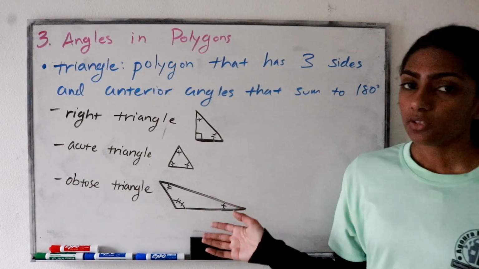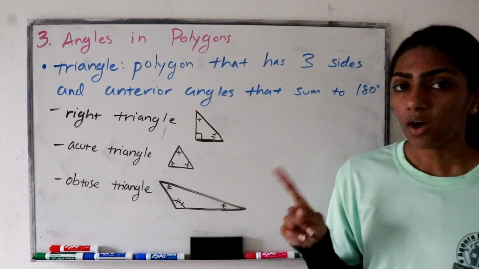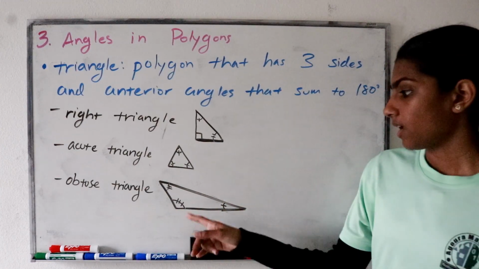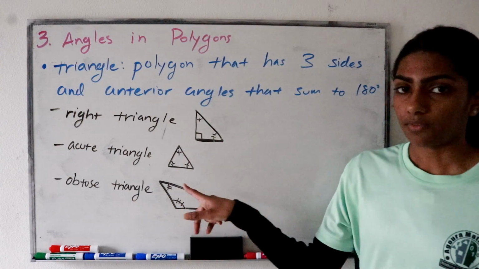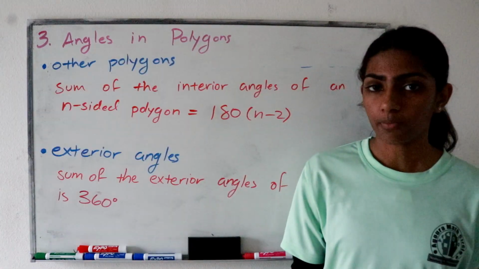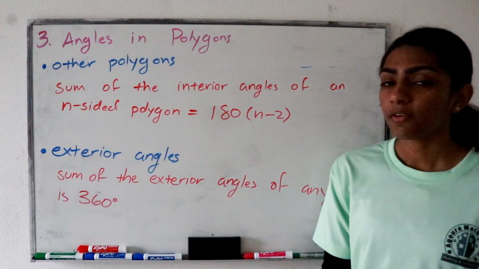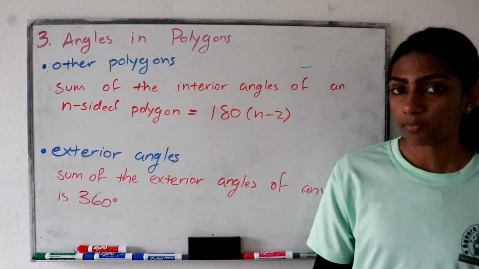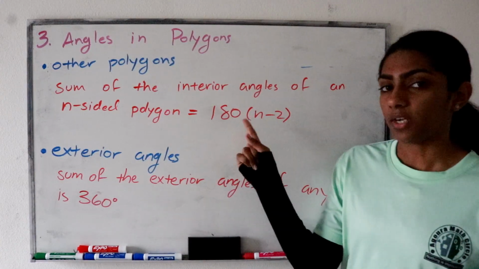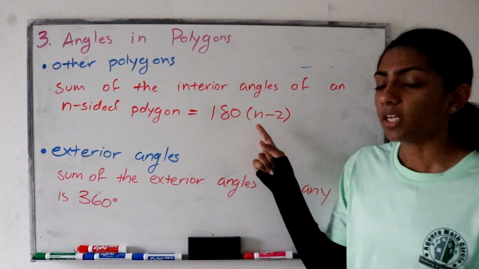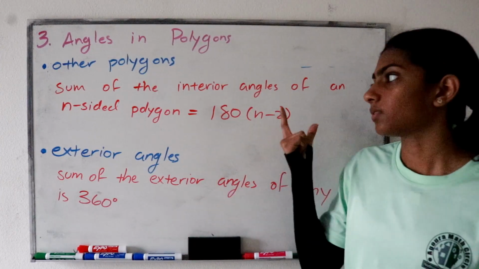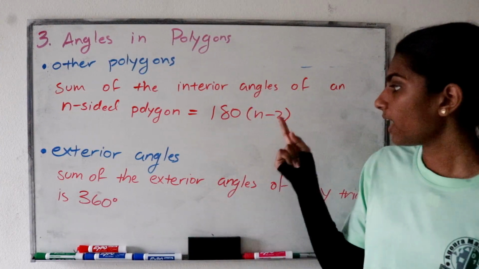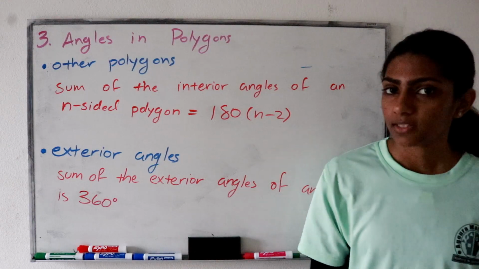So next we have an obtuse triangle. Here we always have 1 obtuse angle, and then these angles are different. So let's move on to other polygons. Now if we want to find the sum of the interior angles of an n-sided polygon, we are going to use the equation 180 times (n minus 2) equals the sum of the interior angles. So n represents the number of sides the polygon has.